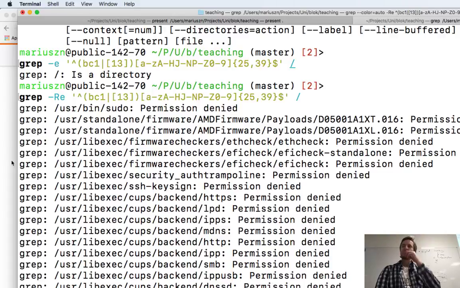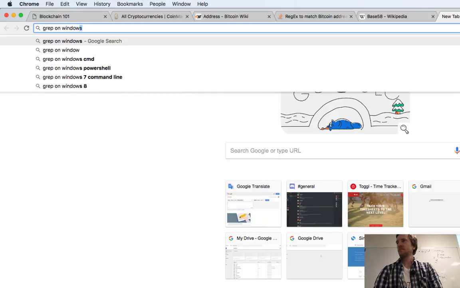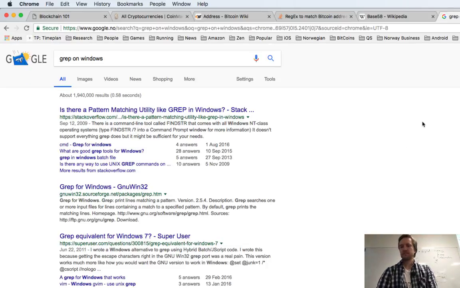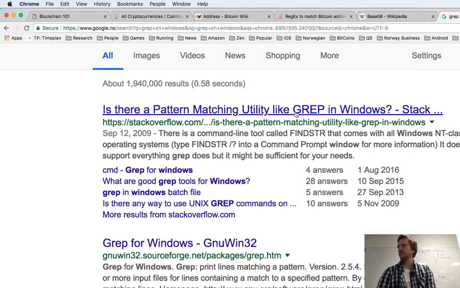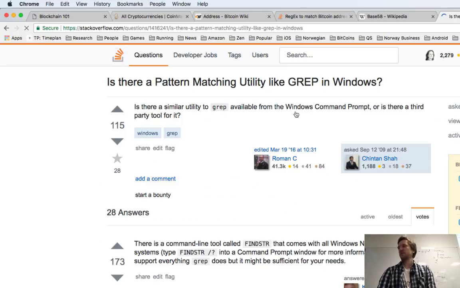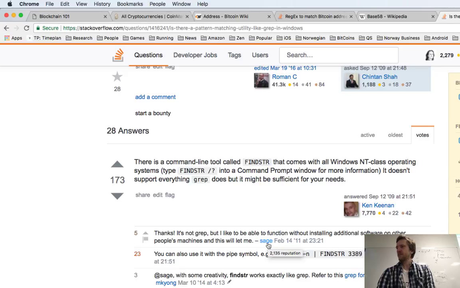How would you do it on Windows? Is there a pattern matching utility like grep on Windows? Okay. There is a command line tool called findstr that comes with all Windows NT class operating systems, and you can check how to use it by saying /?, and it will tell you how to put a regular expression in it, and you can run it same as grep.